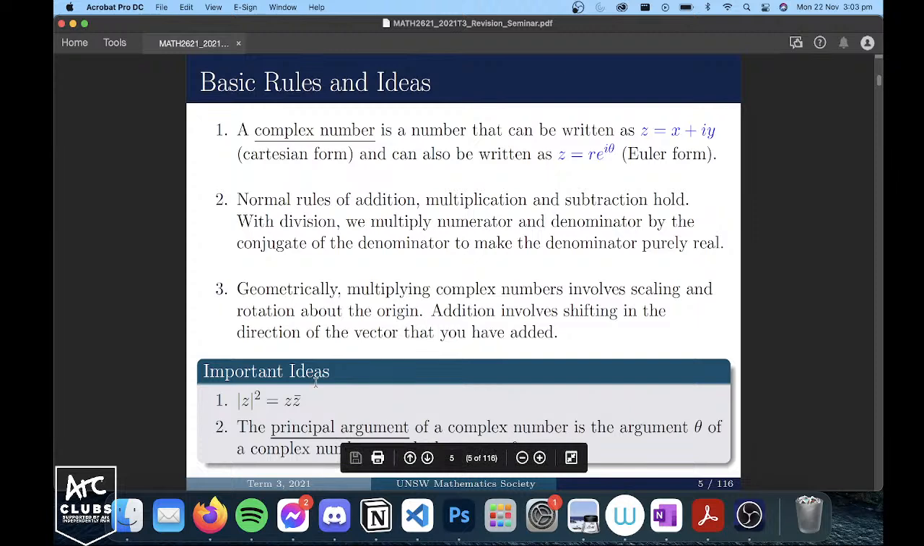And just to finish off the basic rules and ideas, we also have that the size of a complex number squared is equal to the complex number multiplied by its conjugate. And another important idea which will come later is the principal argument, which limits the angle that we see in Euler form to between minus pi and pi, inclusive of pi, but not minus pi.